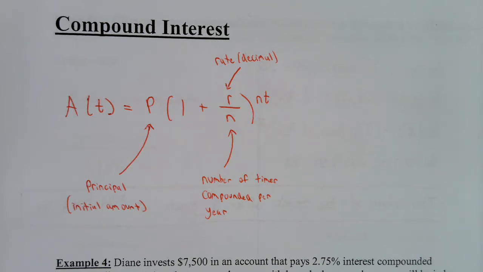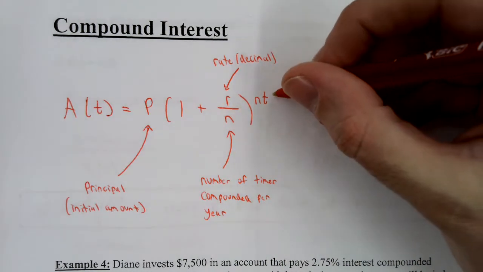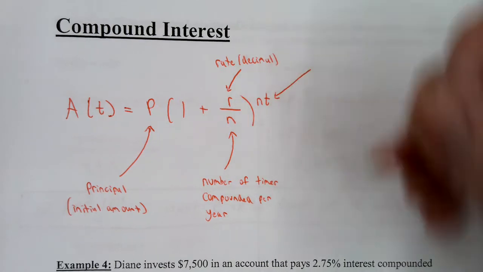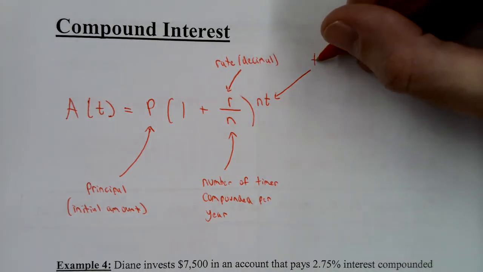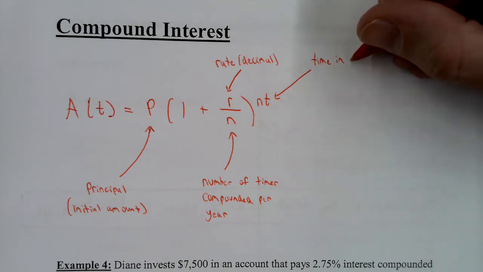If it's compounded quarterly, there's 4 quarters in a year, so n equals 4. If it's compounded monthly, there's 12 months in a year, so n equals 12. If it's compounded weekly, there's 52 weeks in a year, so n is 52. If it's compounded daily, we'll say there's 365 days in a year, so n is 365. And finally, t is going to be representing your time in years.